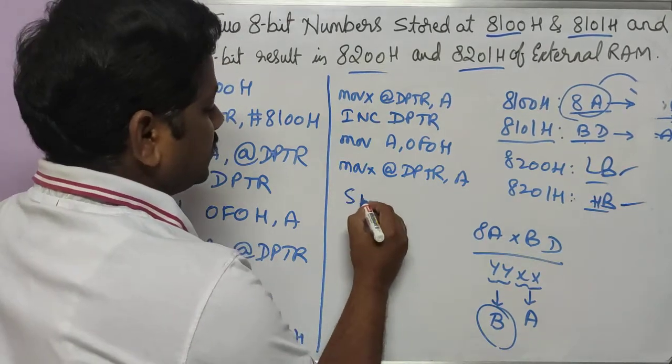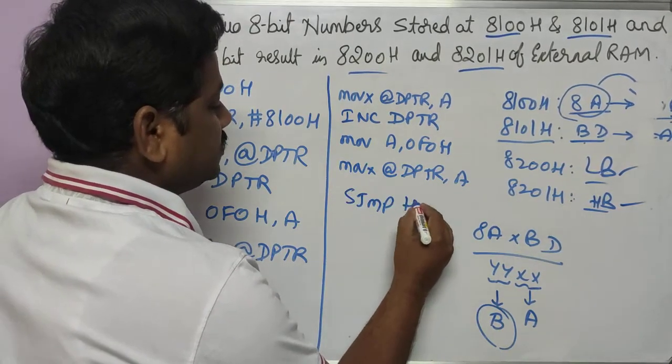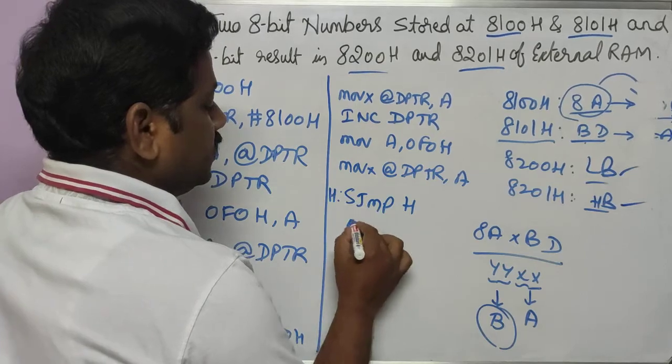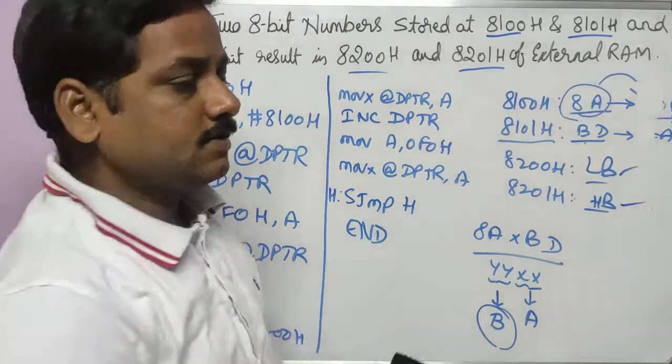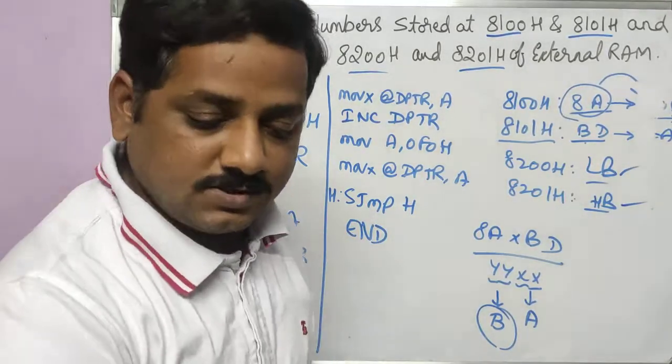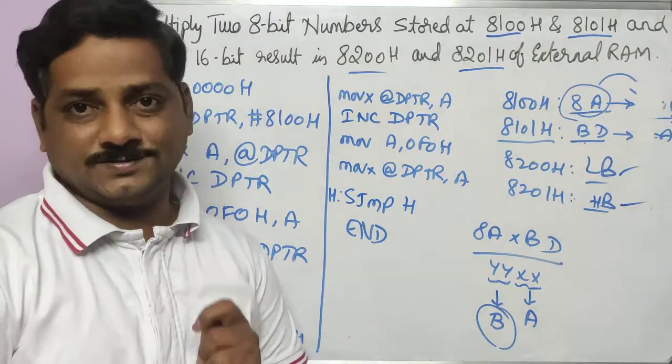Then you can stop it. So just you can stop it by writing SJMP H, end. So the label can be anything. I just wrote one letter here. So this is the program for multiplication.